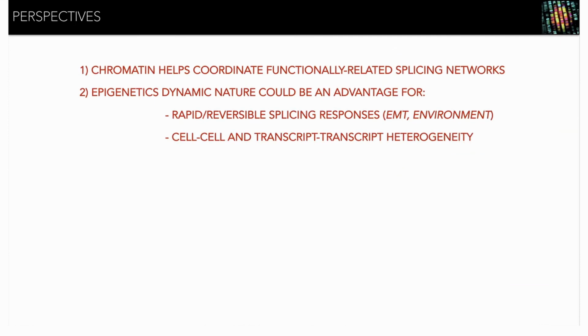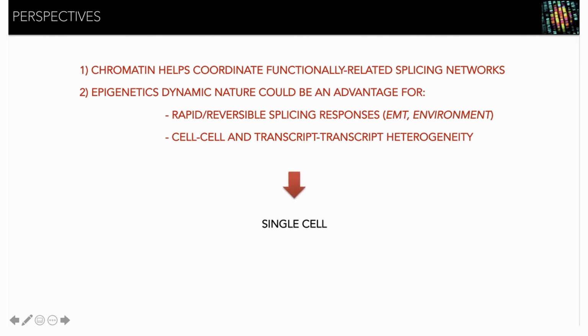And so in perspectives, and to finish, I would like to highlight, to put all this together, and suggest that chromatin plays a role in coordinating functionally and regulatory related splicing networks, and that the dynamic nature of these epigenetic modifications could be a huge advantage in the cell for these rapid, reversible splicing responses, and also for the cell-to-cell and transcript heterogeneity and variability.